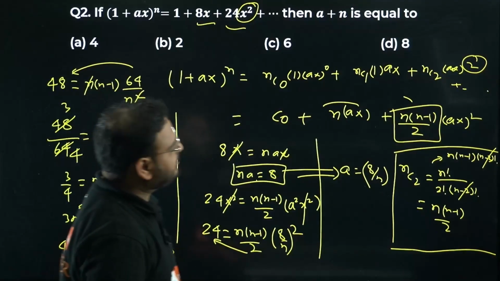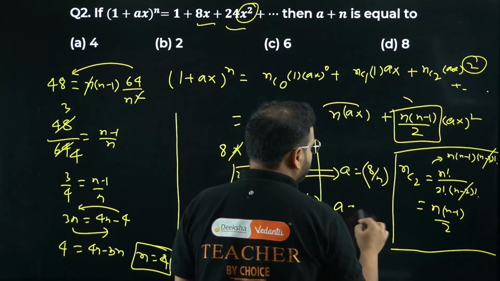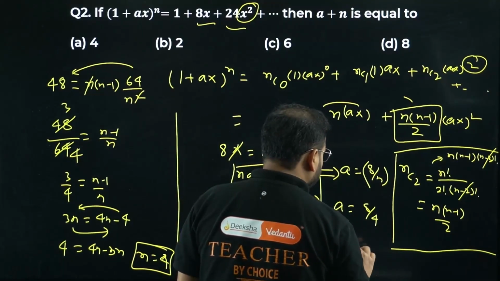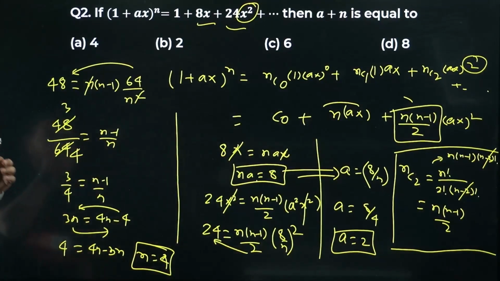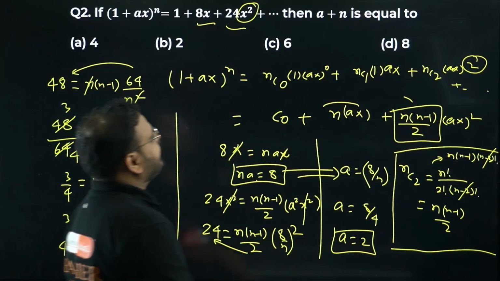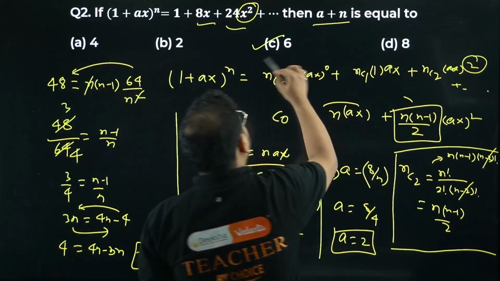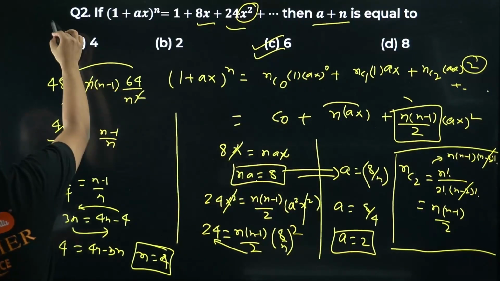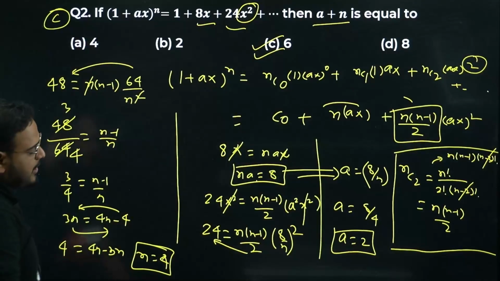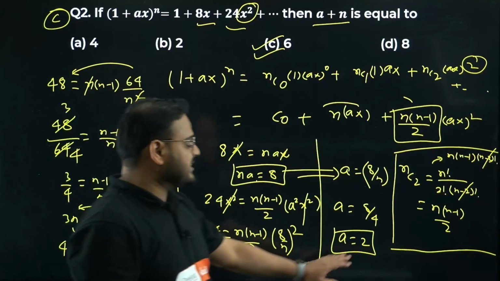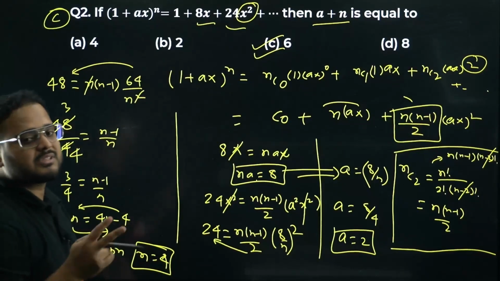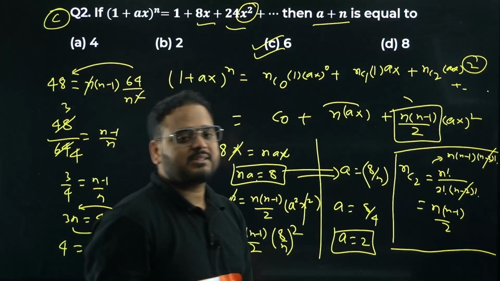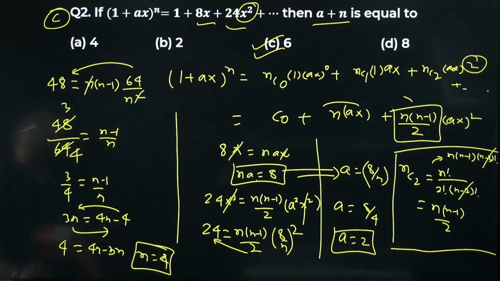So please check here, if value of n is 4, it means value of a will be 8 by 4. How much is that? 2. So value of a is 2, value of n is 4. What are they asking us? a plus n. A plus n will be 4 plus 2, so 6. Option C. Have a look. Done? It's a very good question.